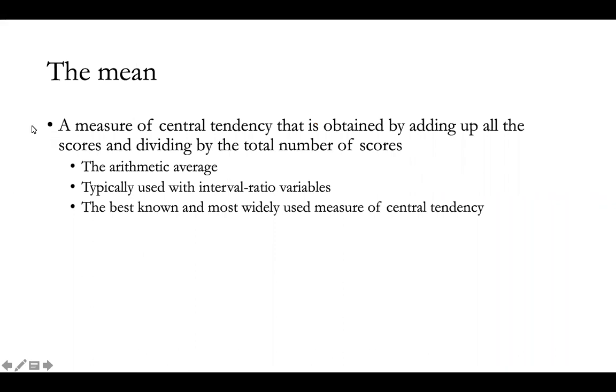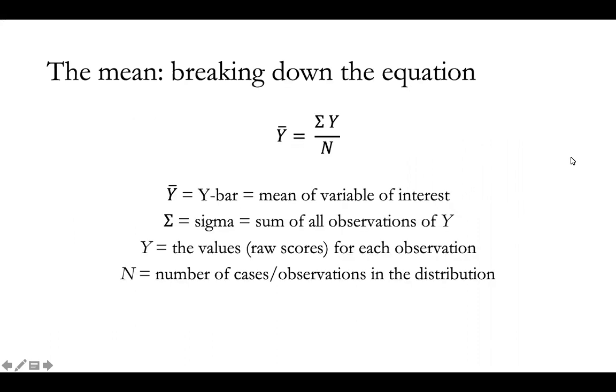Now we're ready for a measure we'll be talking about the rest of the quarter, and that is the mean. The mean is also a measure of central tendency. We obtain the mean by adding up all the scores along a distribution and dividing them by the total number of scores or observations that we see. It's also called the arithmetic average. Typically, we want to use this with interval ratio variables. It is the best known and most widely used measure of central tendency. So let's take a look at some examples.